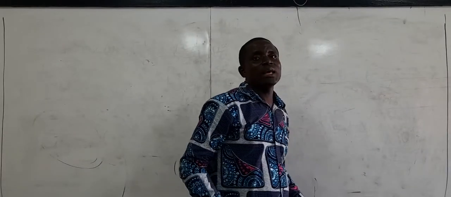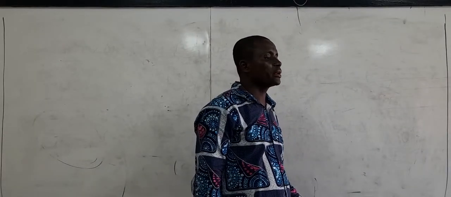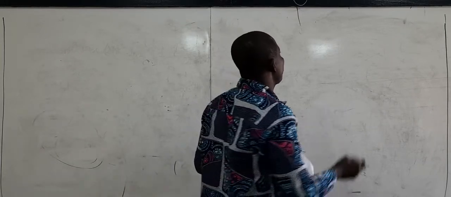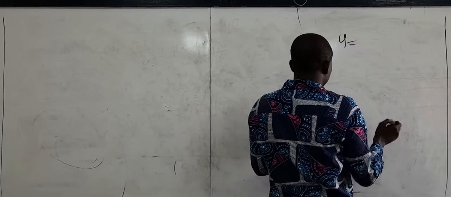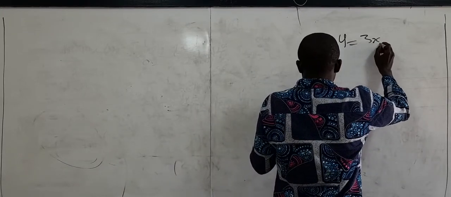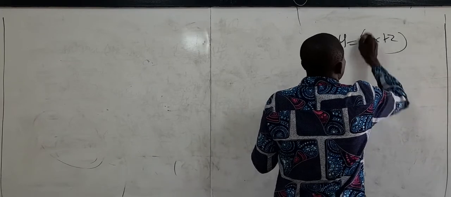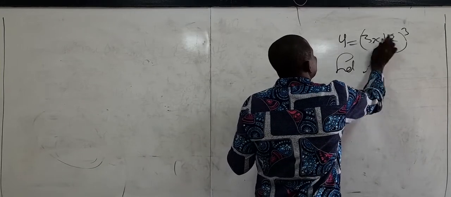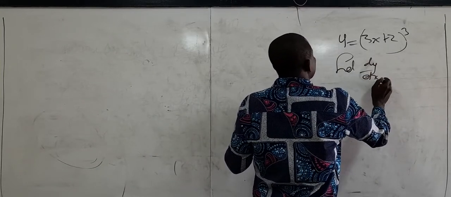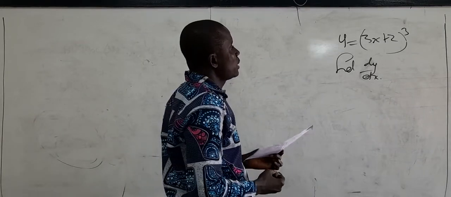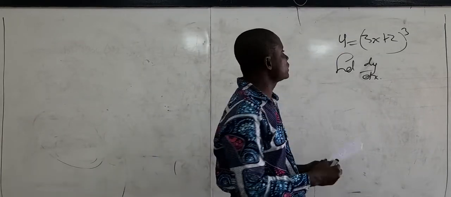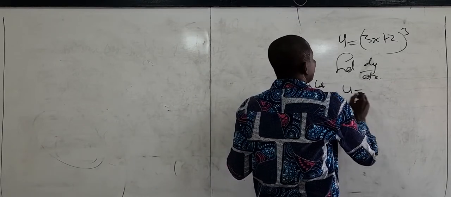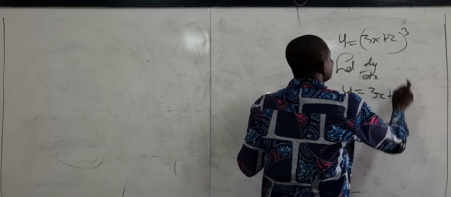Now, we are still on differentiation of function of a function, that is the chain rule. So if we have y is equal to 3x plus 2, to the power 3, we should find dy/dx. You see that there is a function within this function. So we call that function u. Let u be equal to 3x plus 2. That's this one, u.